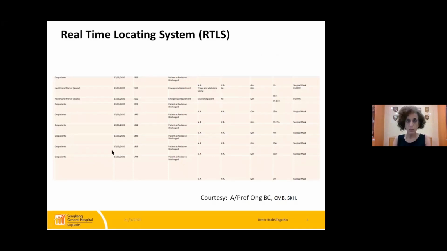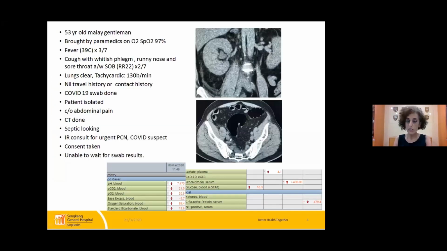I'm just going to present a small case. This was a 53-year-old Malay gentleman who came in to the hospital with fever for 3 days. He had cough, whitish phlegm, runny nose, sore throat. He had shortness of breath. He was tachycardic. He was tachypneic. He did not have any travel history or a contact history. But however, because of his initial presentation in A&E, he was swabbed for COVID. And hence he became COVID suspect and was sent to the isolation room.